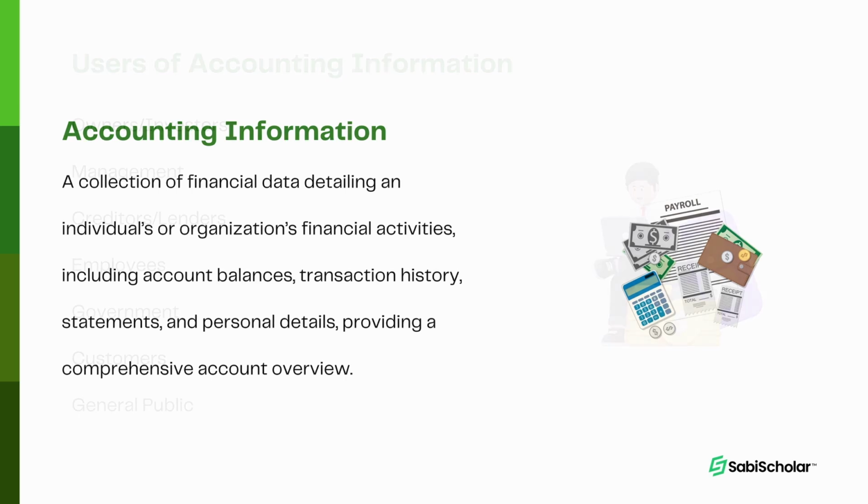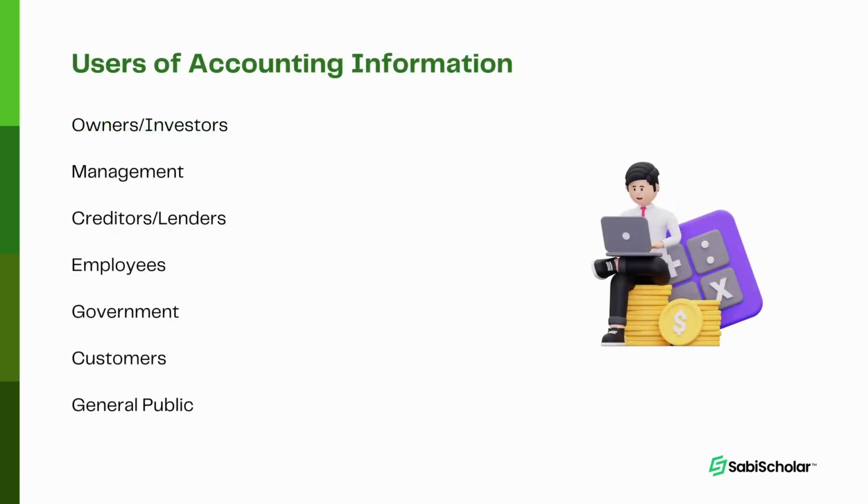Now, the users of accounting information: who gets to use accounting information? Why do they use them? Why do they need them? Accounting information users are usually divided into internal and external, but at this level, I'm just going to box everything together. Accounting information is used by various stakeholders to make informed decisions. The list includes owners or investors. Now, why do owners or investors need accounting information? To assess the profitability and decide on investing or disinvesting. Now, the management is another user of accounting information. And why does the management need accounting information?